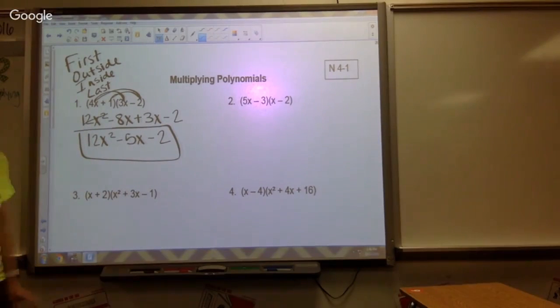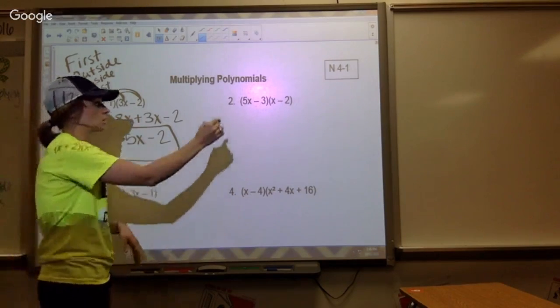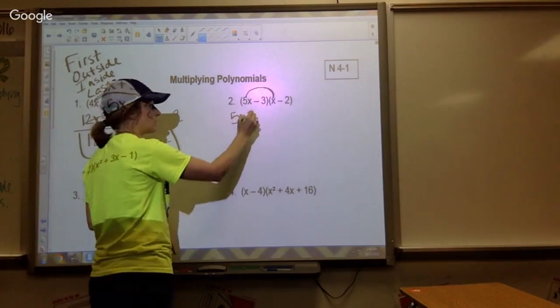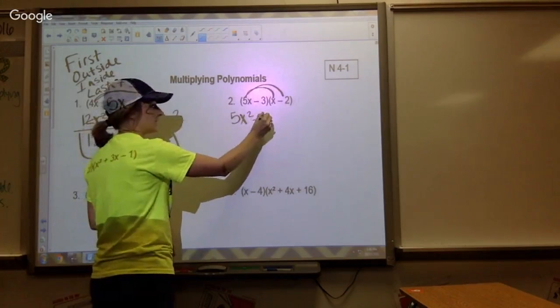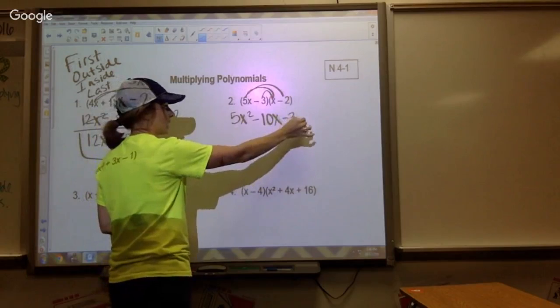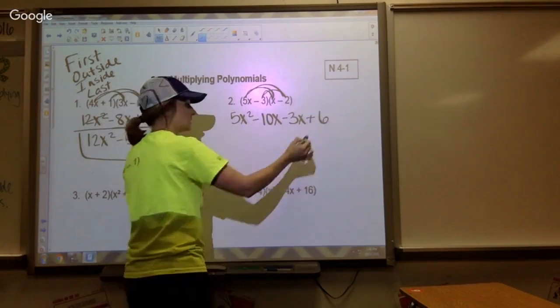Okay, so same thing on number 2. We have a binomial times a binomial, so we'll start out with multiplying the first terms together. So that would be 5x squared. The outsides, which would be negative 10x. Insides would be negative 3x. And then your last terms would be positive 6.